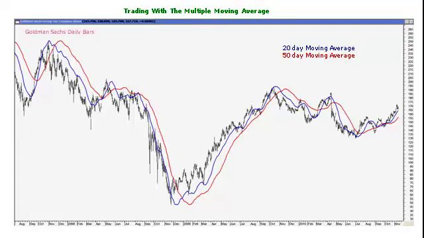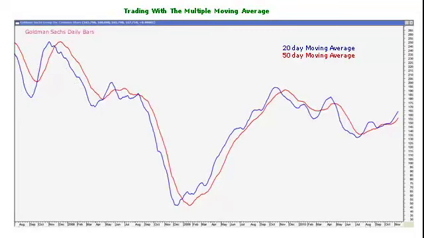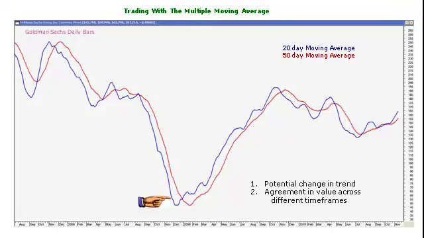Now, let's remove the price series for a moment. From this, we don't really get a lot of information about what's happening to this chart, because we have a crossover. When we see a crossover in a chart, there are two pieces of information we can get from that. First of all, it's a potential change of trend. It's not always a change of trend, because you can see here we've had other crossovers. The trend has not reversed. The other thing about a crossover, it's an agreement in value across different time frames.